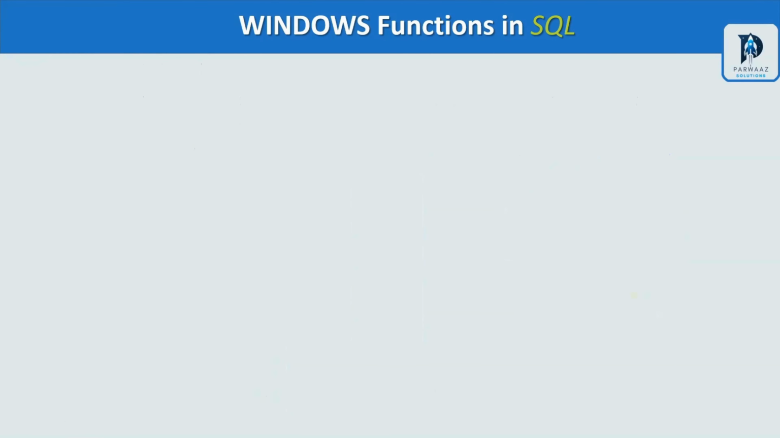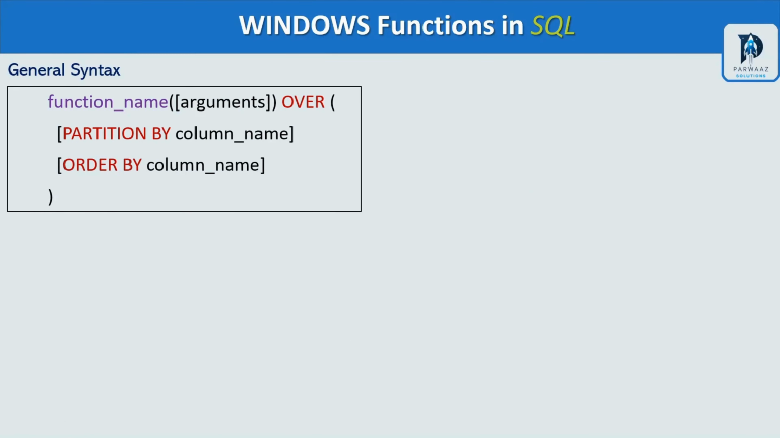How to write window functions? Here is the general syntax for window functions. First of all, you have to start with the function name. That function name can be sum, minimum, maximum, rank, count, anything. After that, we have these 3 basic building blocks of window functions, that is OVER, PARTITION BY, and ORDER BY, out of which OVER is the only basic building block which is mandatory. Without that, you cannot write a window function in SQL. PARTITION BY and ORDER BY are optional.